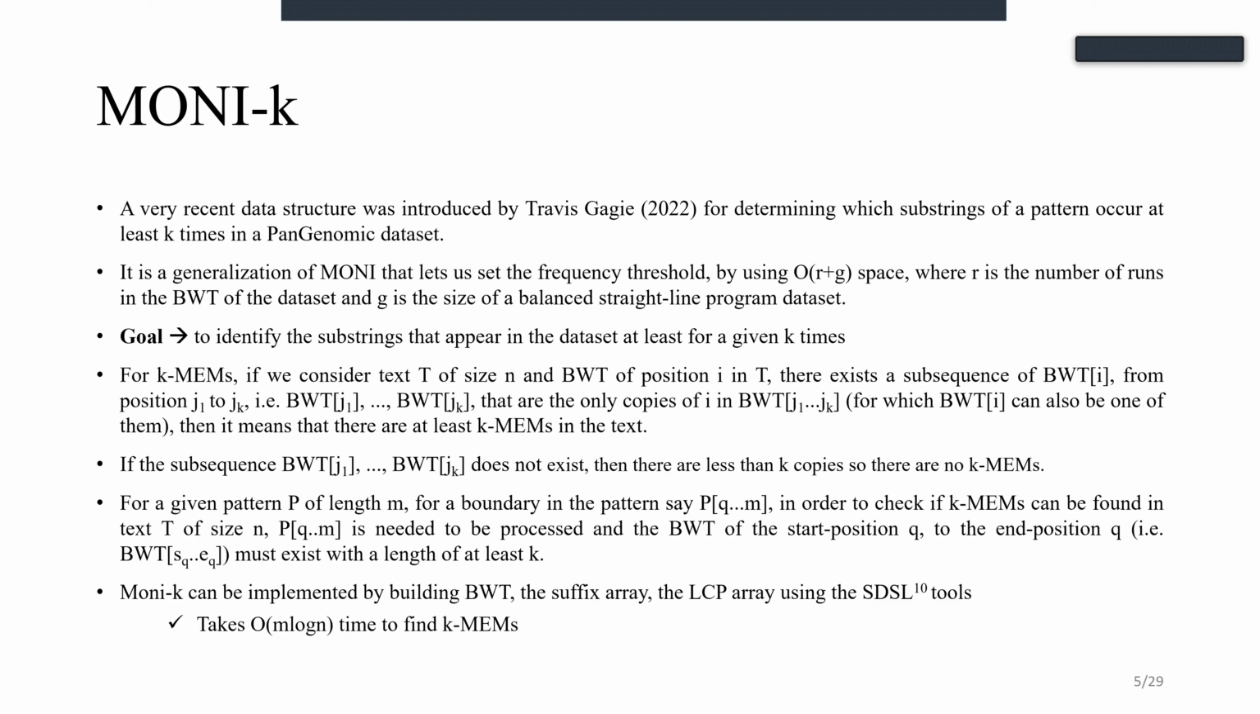And for a given pattern P of length m, for a boundary in the pattern, in order to check if the k-MEMs can be found in the text, that boundary in the pattern needs to be processed, and the BWT range from sq until eq must exist with a length of at least k. So MONI-k can be implemented by building the BWT, the suffix array, and the LCP array using the SDSL tools, and it will take O(m log n) time to find the k-MEMs.